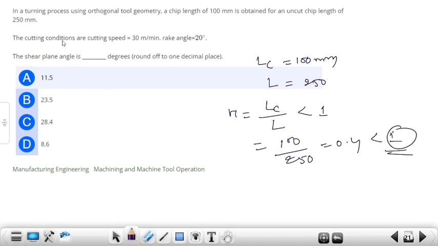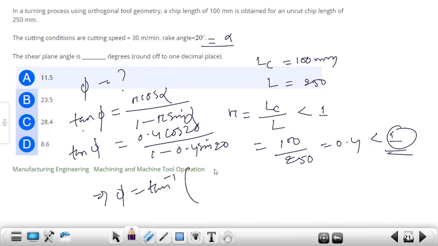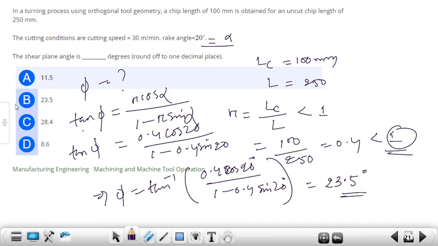Next, given the cutting conditions are speed 30 meter per minute and rake angle alpha given 20 degree, and we have to find the shear angle phi. We know the condition tan phi is equal to r cos alpha divided by 1 minus r sin alpha. So putting in the values, r given 0.4, cos 20 degree, 1 minus r, 0.4, sin 20 degree, and we have to calculate tan phi. So phi is equal to tan inverse of 0.4 cos 20 degree divided by 1 minus 0.4 sin 20 degree. So the answer will be 23.5 degree. So option B is the correct answer.